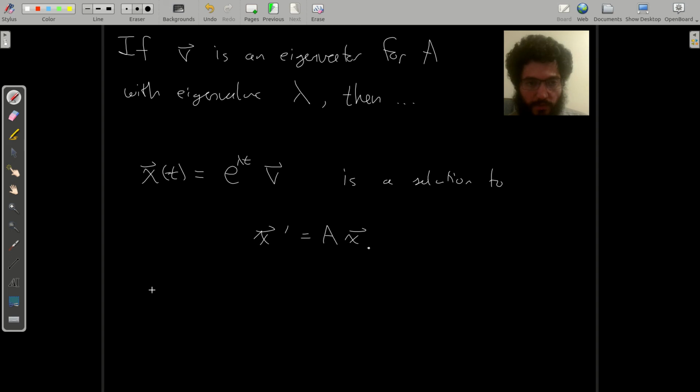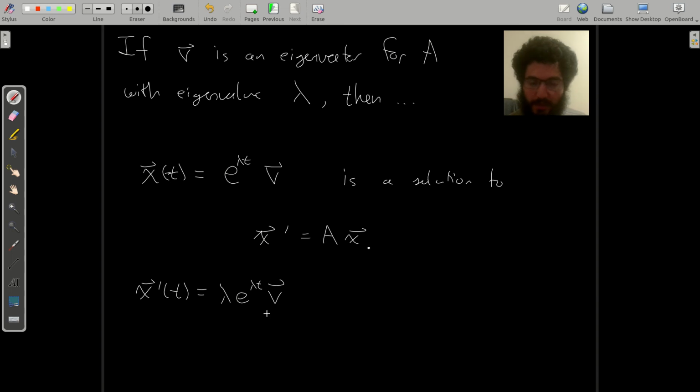So to check that this is a solution to this differential equation, all I need to do is plug this in to the differential equation and verify that the left-hand side equals the right-hand side, right? Well, let me take the derivative. So the v is a vector of constants, right? Whatever this eigenvector is, it's just going to be a vector of constants. All the time dependence is in the scalar out in front. This is how the derivative ends up working. You get the chain rule, and the v just sits there.